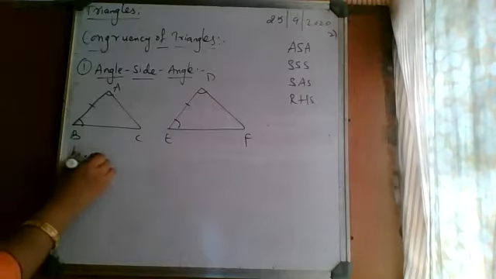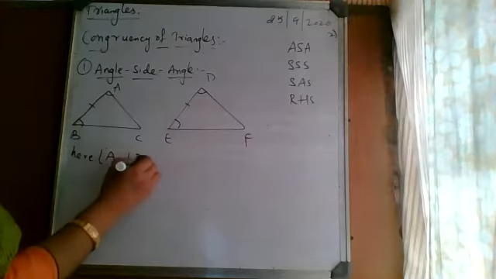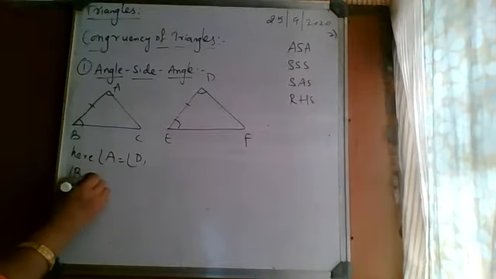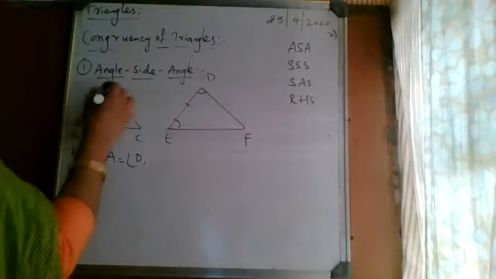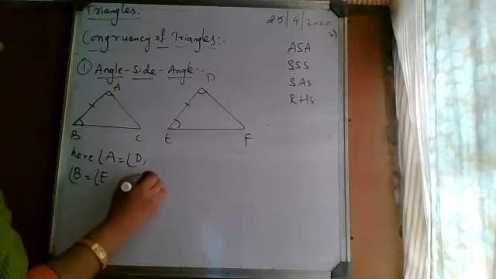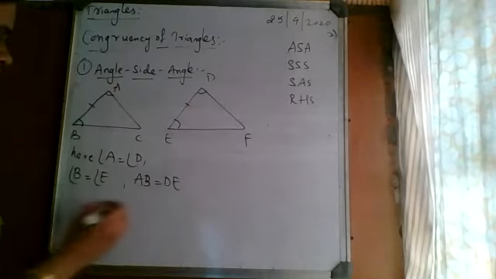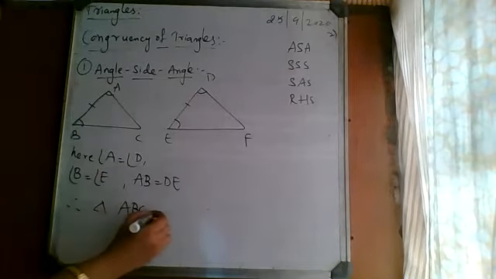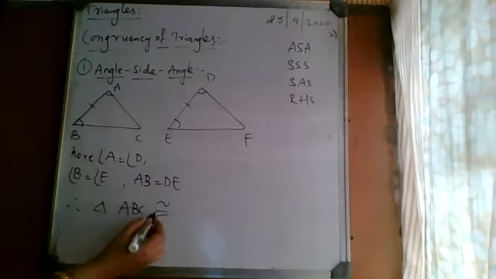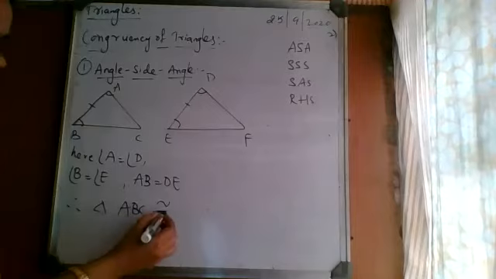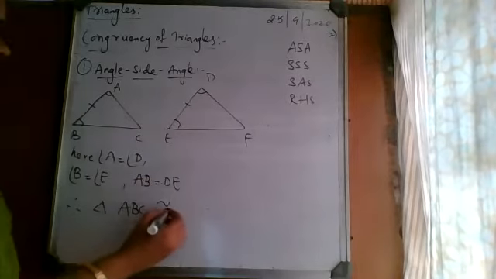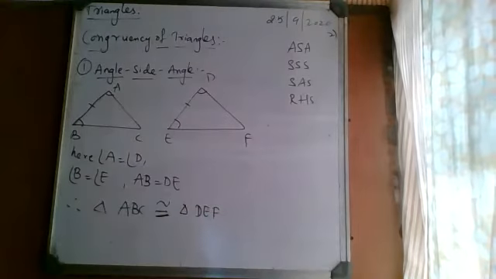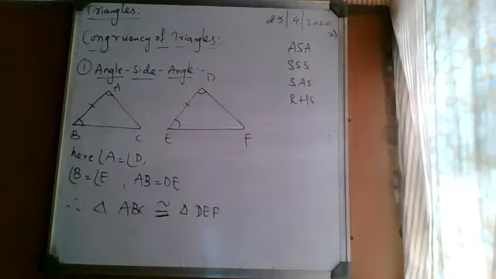Here angle A is equal to angle D. Imagine angle B is equal to angle E and one side is equal. Side AB is equal to DE. Therefore, triangle ABC is called congruent. This is the sign for congruent, dear student. Write an equal sign and just write an S in this way. Congruent to triangle DEF. Is it clear? Angle, side, angle property.